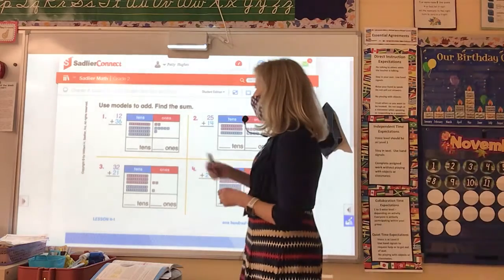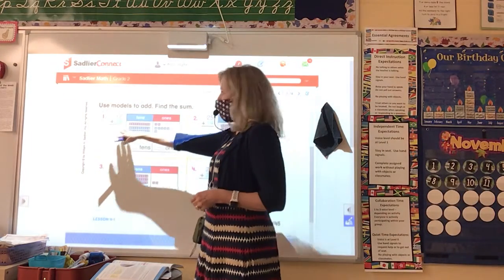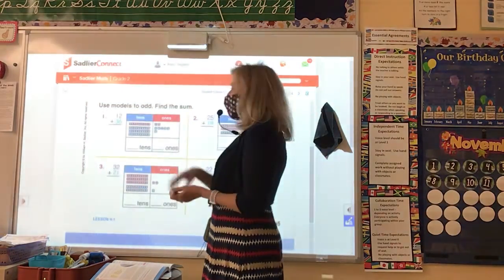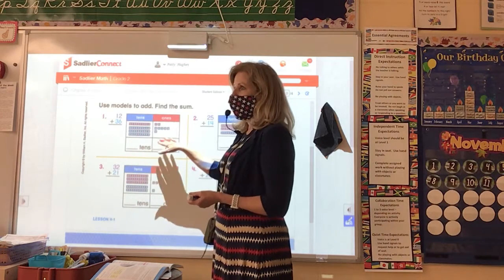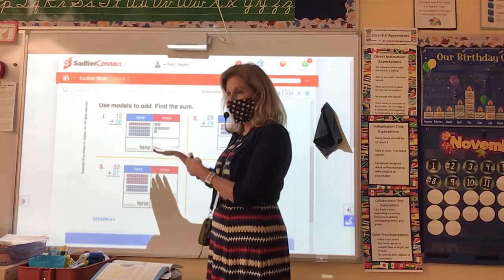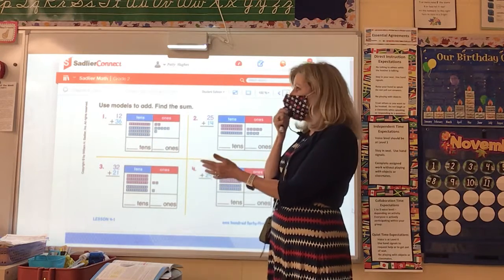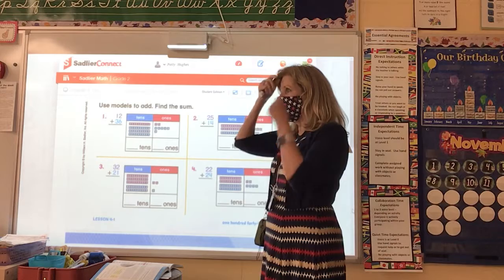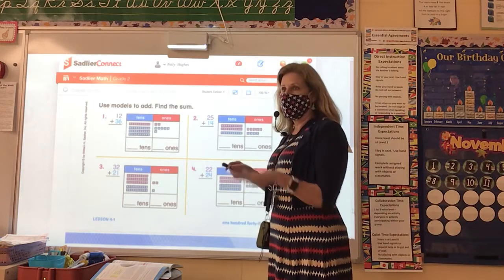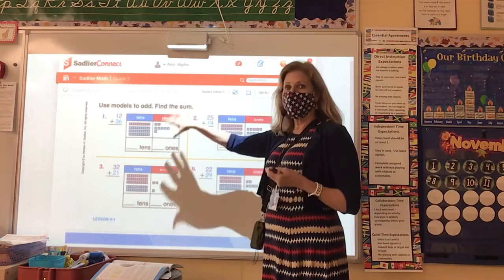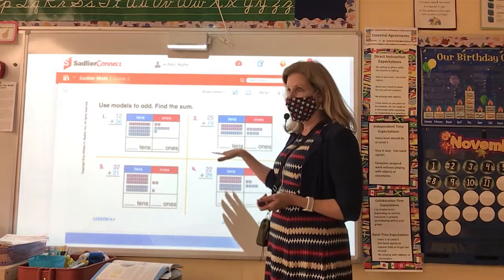Let's look at number 1. Now we have our problem, 12 plus 36. We have our manipulatives to help us add. Okay? So they have the pictures for us. If you want your own, I can get them for you when you do it on your own for more practice. But right now we'll just use the ones that are on the paper.